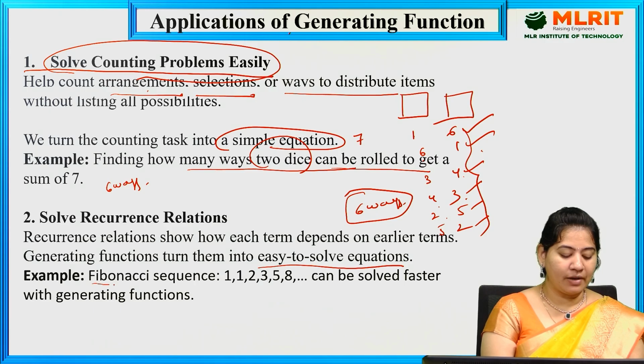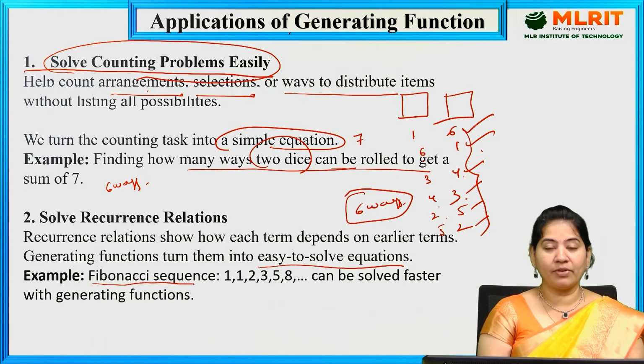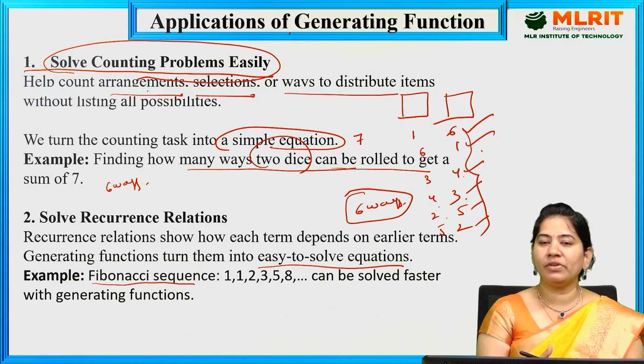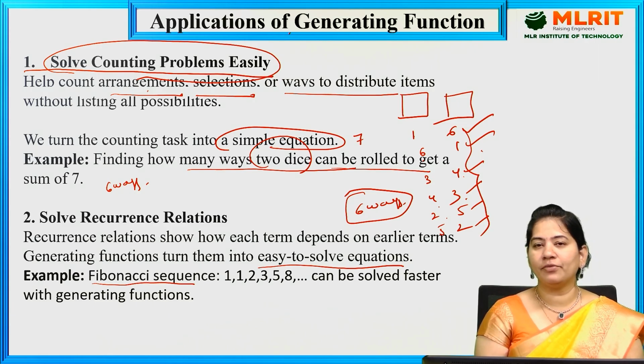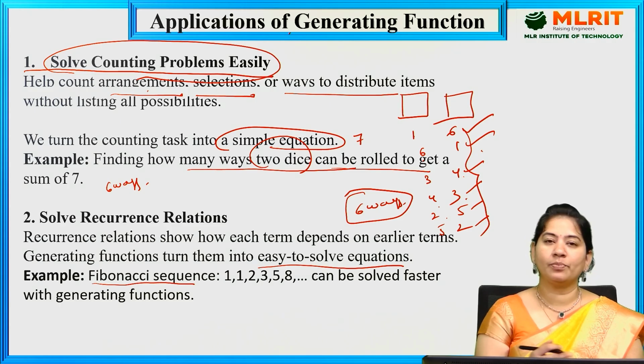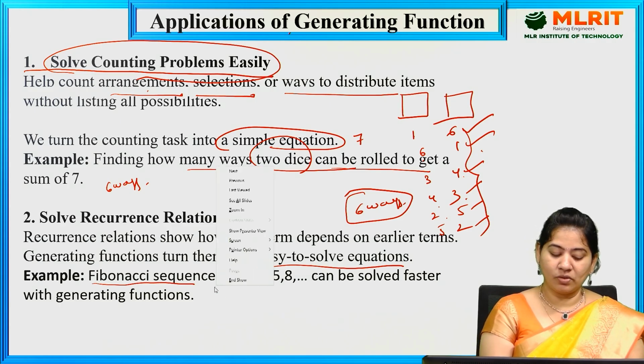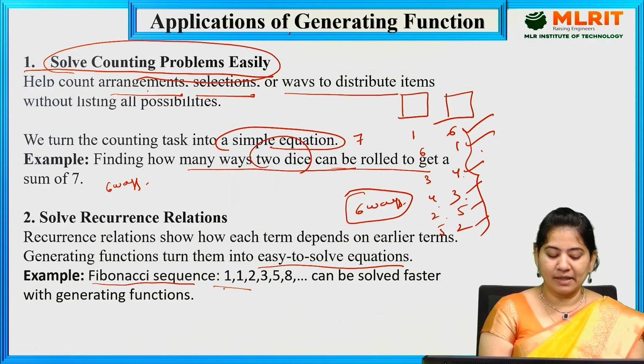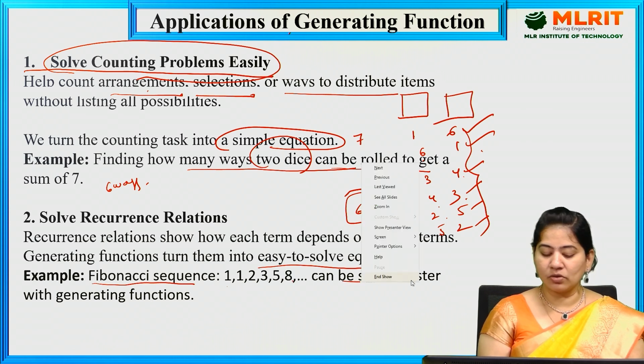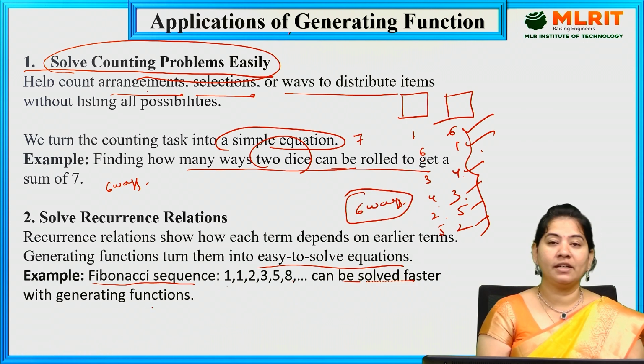And the best example for this is the Fibonacci series. As we all know, the Fibonacci series is based upon the previous terms, from which you get the next term. If you have F0 and F1, you get F2 based upon F0 and F1. That is called the Fibonacci series. Let us suppose we have 1, 1, 2, 3, 5, 8. It can be solved faster with generating functions. So by using the generating function, you are able to solve it faster.